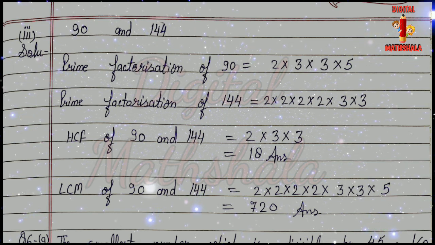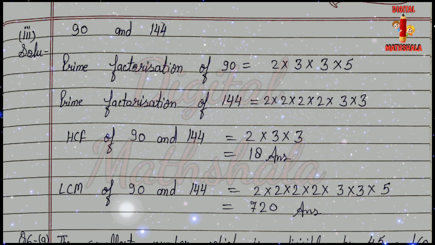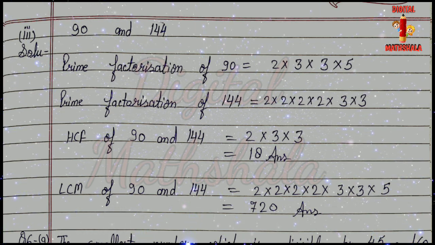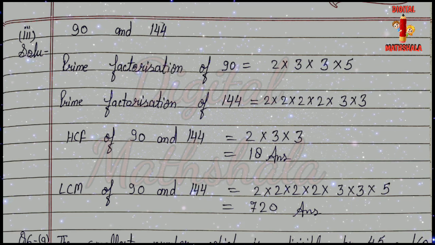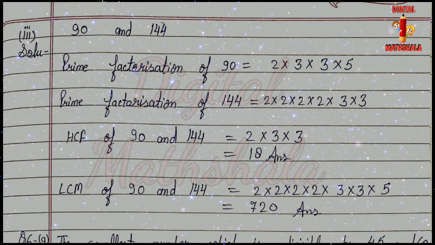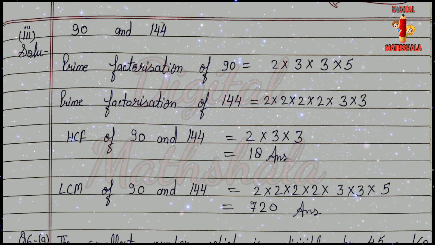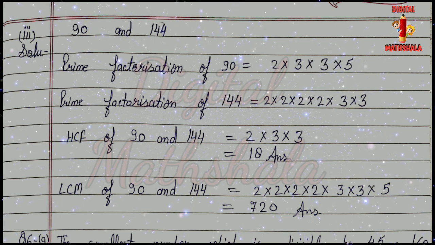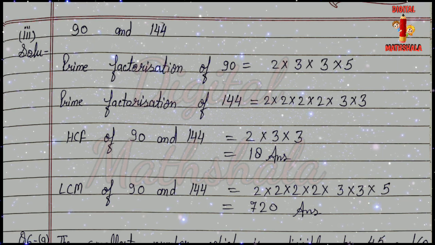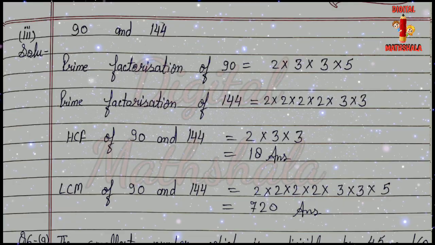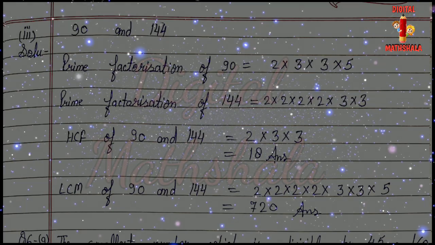So basically we can say that in the LCM we take the greatest powers of the prime factors involved in the given numbers, and in the HCF we take the smallest powers of the prime factors involved in the given numbers. I hope now you can understand the difference between these two. Now we are moving to the next question, question number 6.